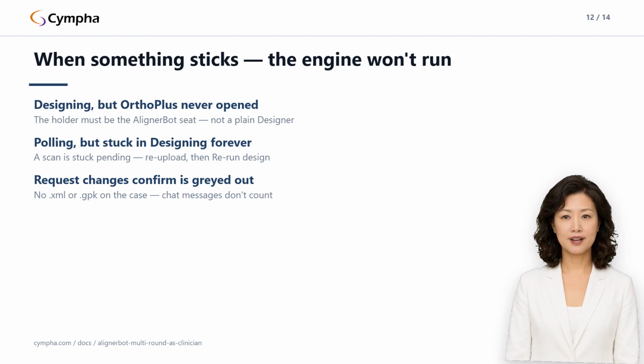Quit the agent from its tray menu, relaunch it, and then use Rerun Design. That's worth knowing in detail because Rerun Design also force clears a stale dispatch lock, which means you are never permanently stuck behind a workstation that died mid-run.